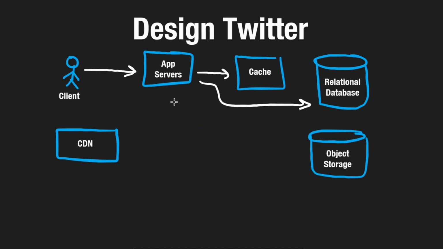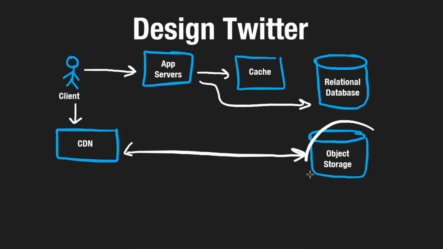The application server will respond to the user with all the information that they need, including the URL of that image or video that they need. And then the client, whether they're using a mobile device or a desktop browser, will make a separate request, which will actually hit our CDN network, which is tied to our object storage. What type of algorithm would we use in this case?